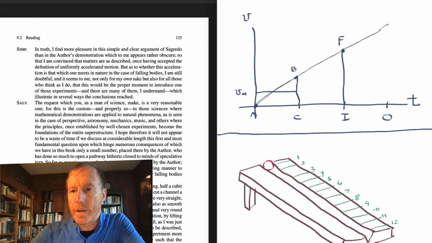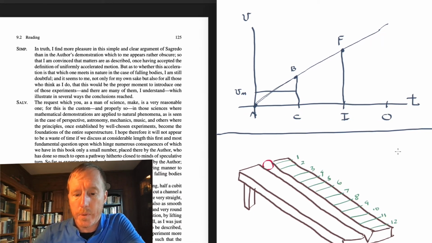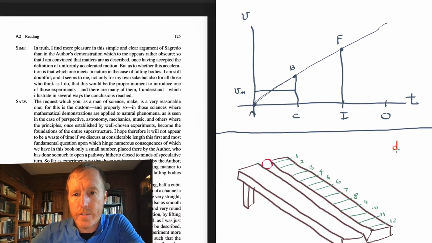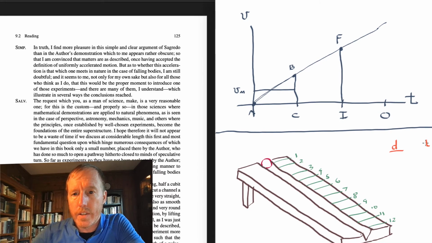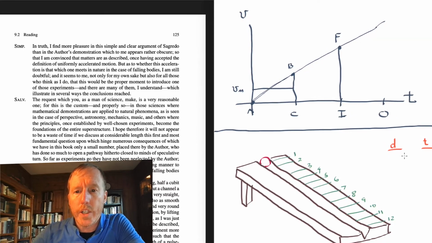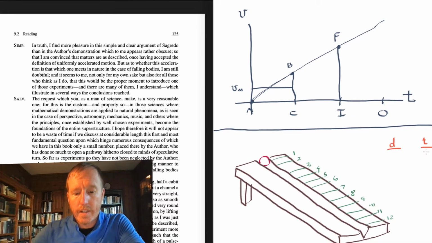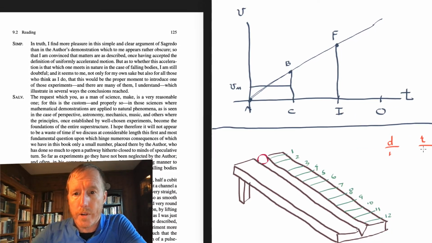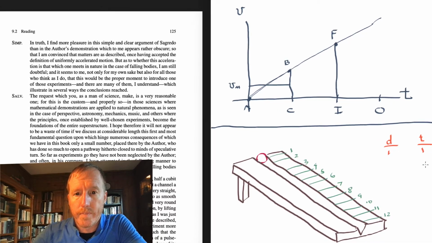goes in different amounts of time. So we were to make a table. And we were to measure the distance that the object goes in a certain amount of time. Okay. And let's suppose that in 1 unit of time, it travels a distance of 1. So it rolls down to the first mark in 1 unit of time.